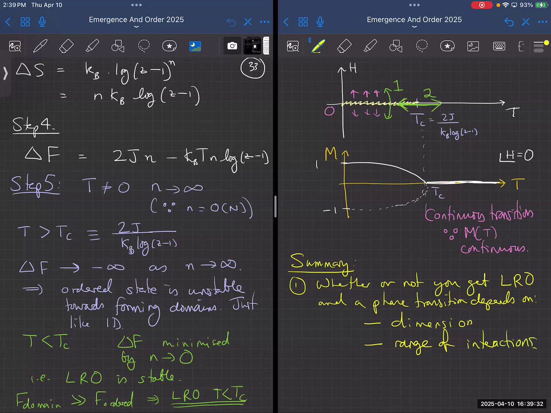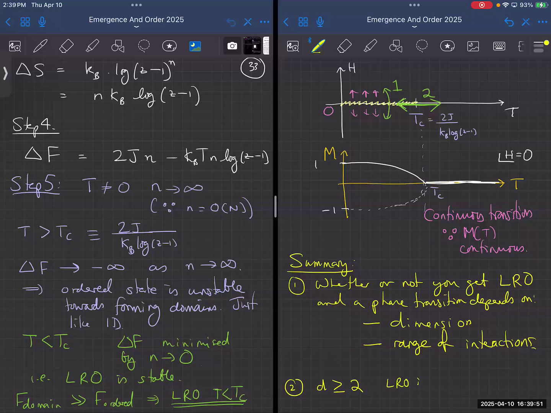That's our conclusion. We've discovered that for d greater than or equal to 2, I didn't prove it for greater than 2, but you can do the same argument in higher dimensions, you can have long range order in the Ising model with short range interactions. And so d equals 2 is called the lower critical dimension.